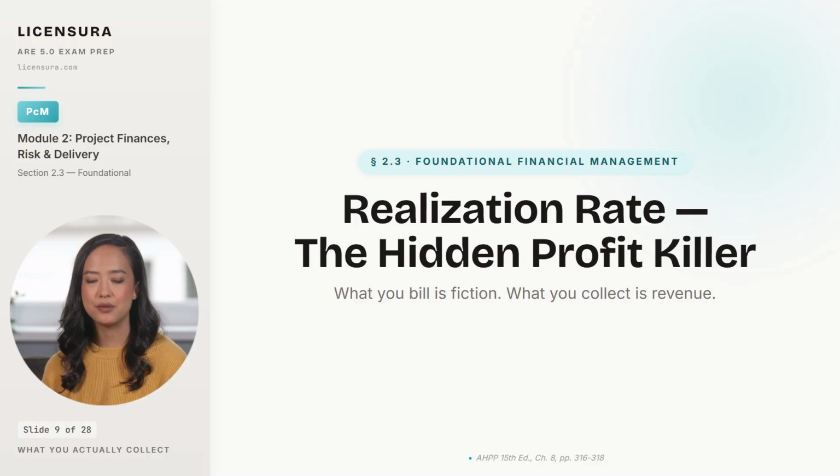realization rate. A firm running at 92% realization on $2 million in billings has already lost $160,000 before it pays a single overhead bill. That money never shows up in the bank account, never funds a bonus pool, and never reaches the owner's distribution. It evaporates because the contract was loose, the change order never got written, or the client pushed back on a line item that should have been defended. Let me start with the formula and what each side of it actually represents.